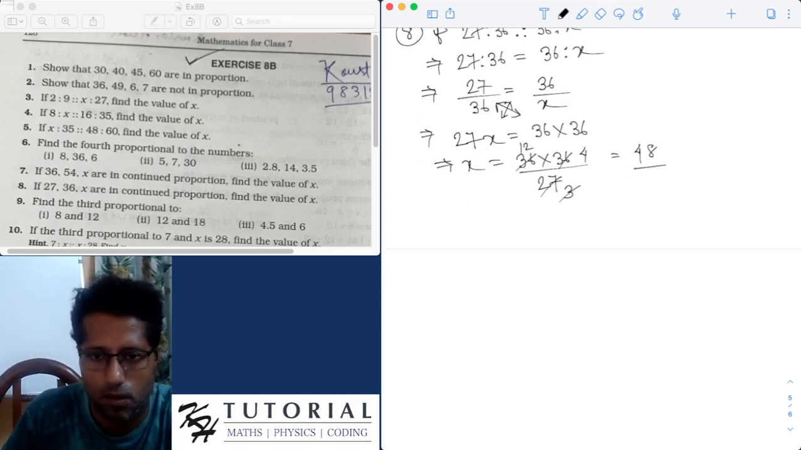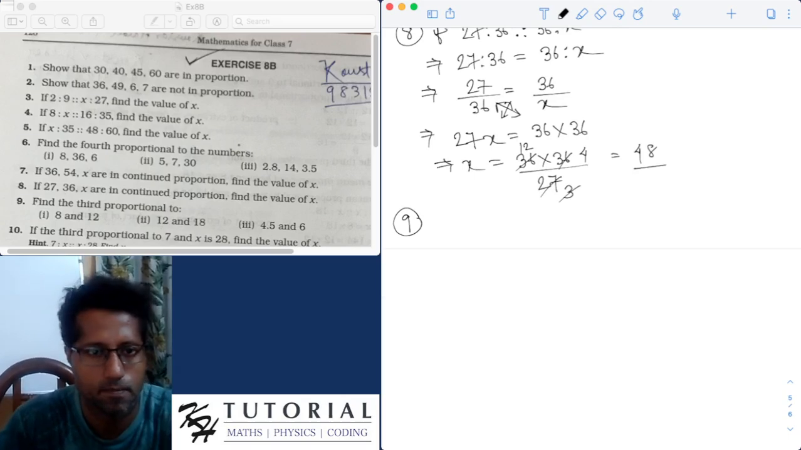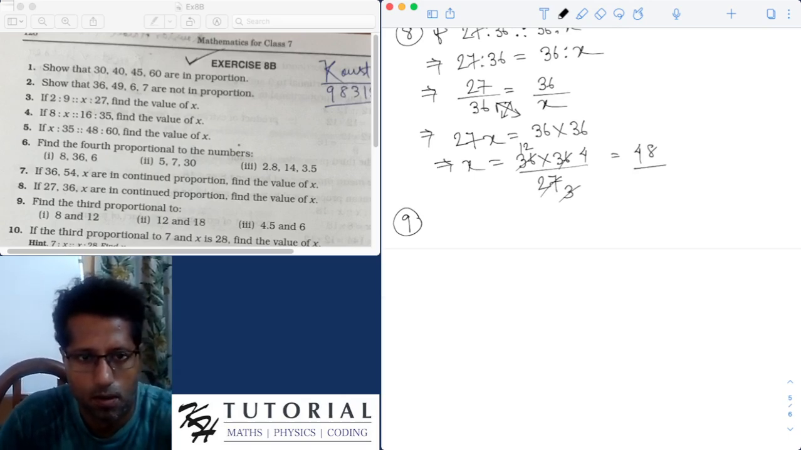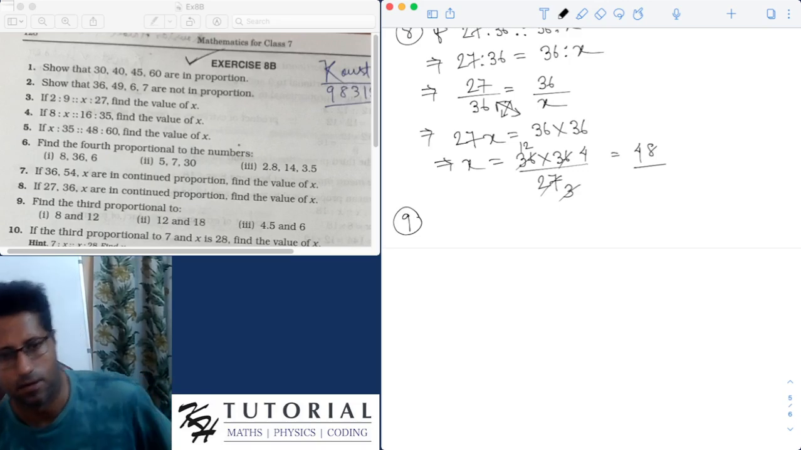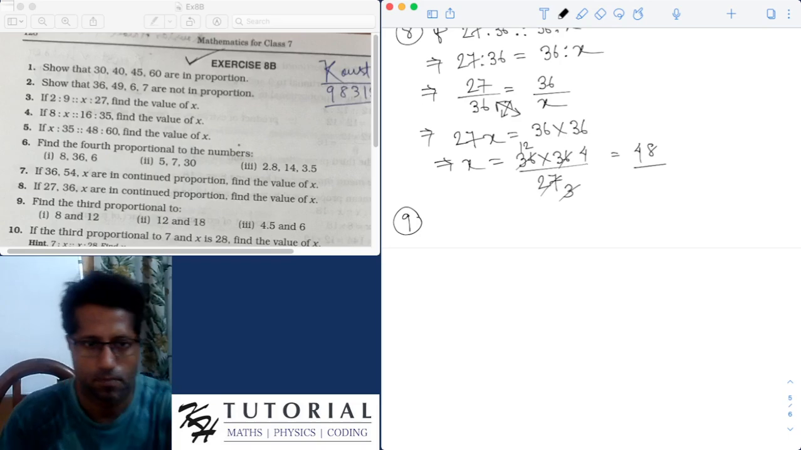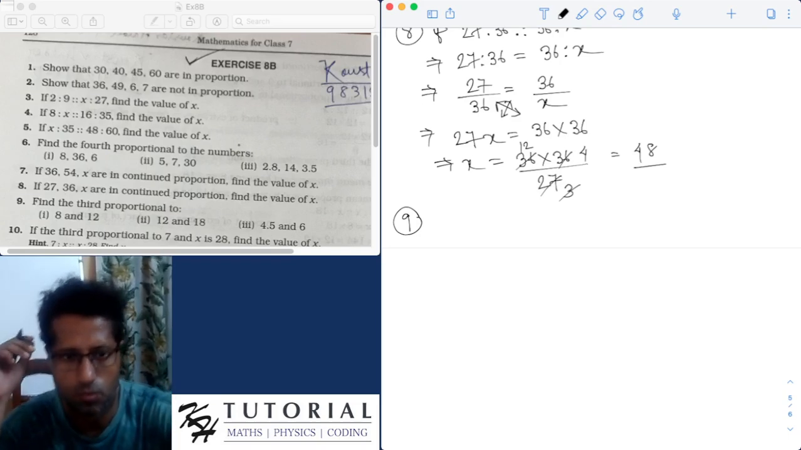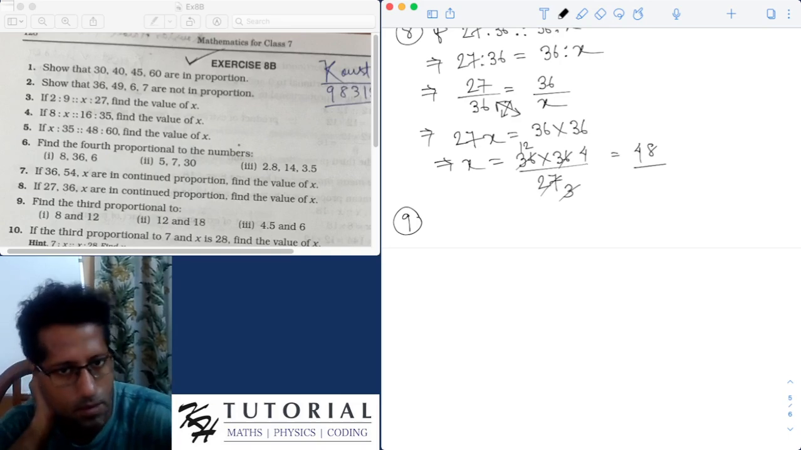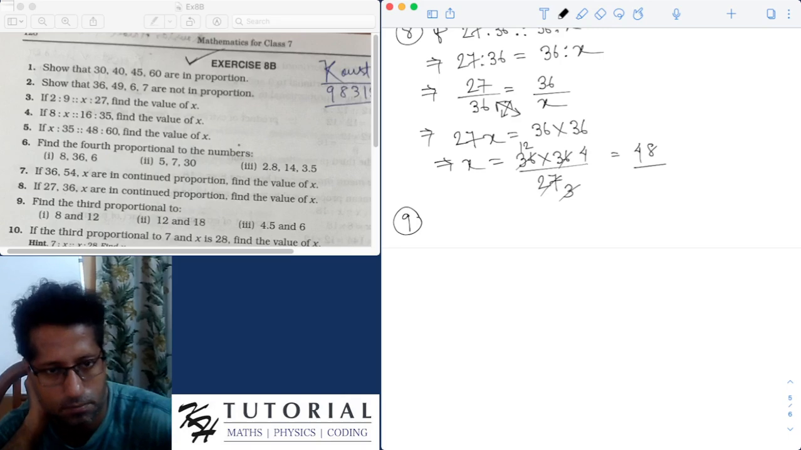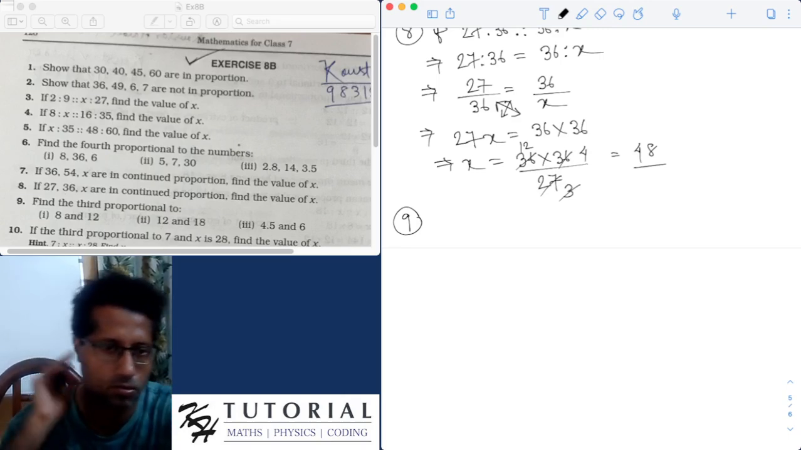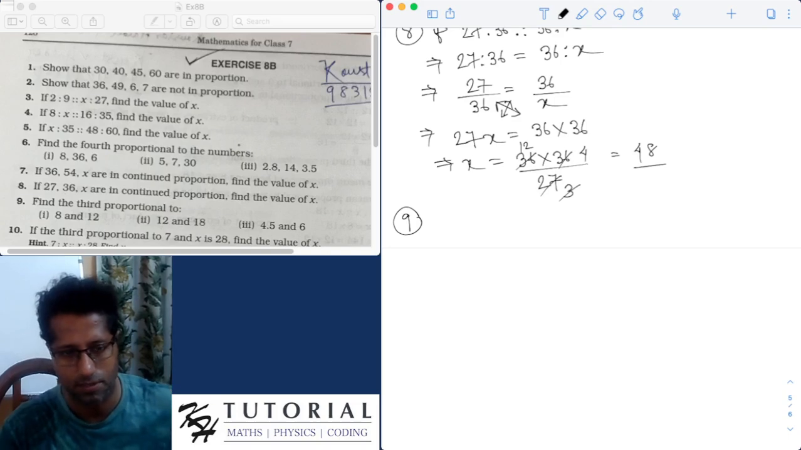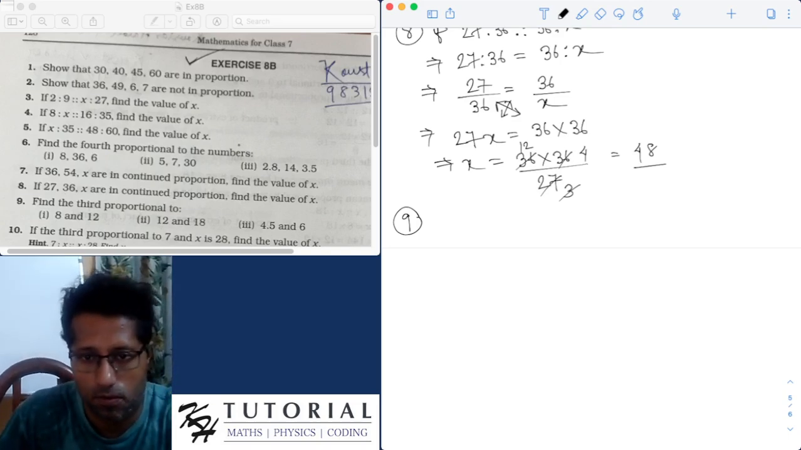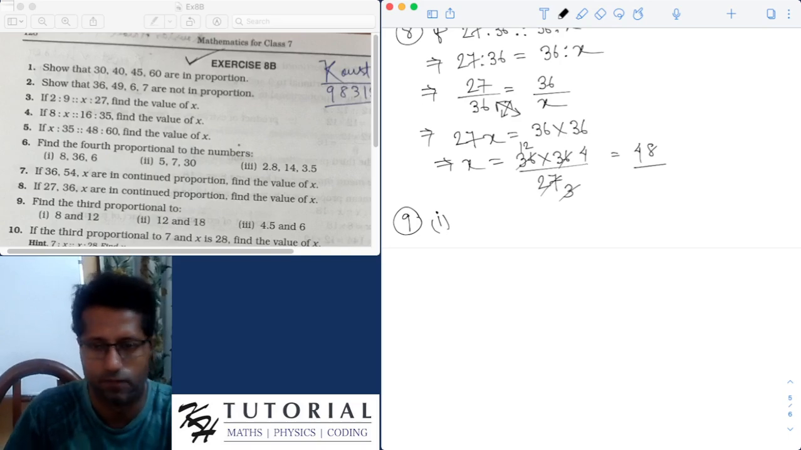Okay, now let's do problem number 9. Find the third proportional to this. This is a similar kind of problem like 7 and 8, but it has been given in a different form. Finding the third proportional to 8 and 12 means that 8, 12 and that third proportional are in continued proportion. Third proportional to two given numbers always means that continued proportion is happening. Okay, so part 1, find the third proportional to 8 and 12.